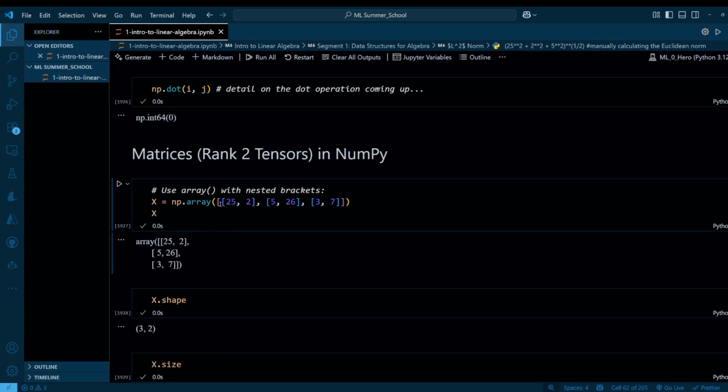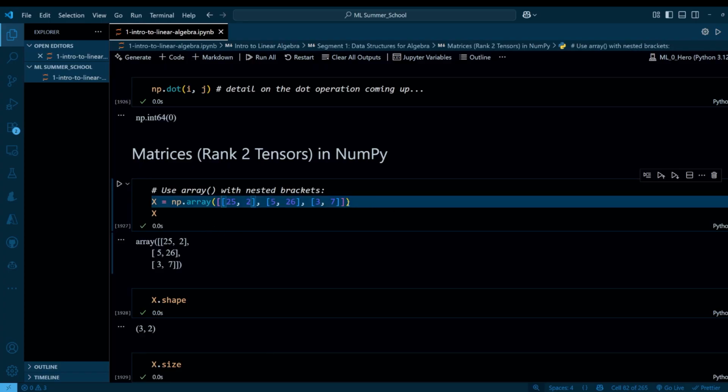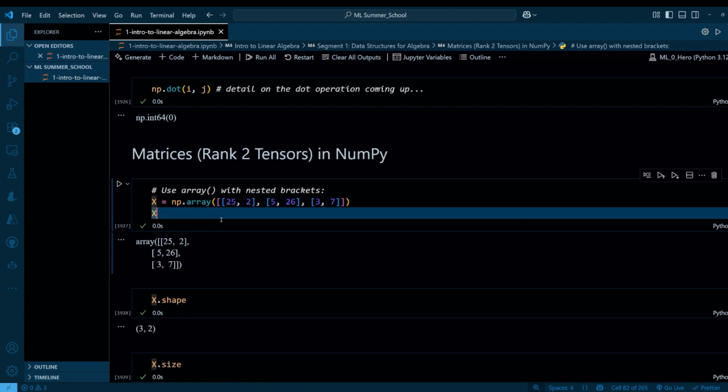Okay, we have just one, right? And then we have 25, 2, 5, 26, 3, 7. So what do we understand by this? What we can understand from here is, if you just check the array, we have 3 rows and 2 columns. 3 rows, 2 columns, and you can see 3 rows, 2 columns.